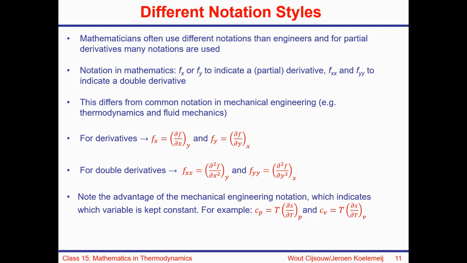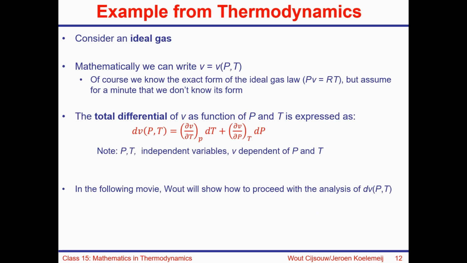Now, so much for the mathematical definitions. Let's go back to thermodynamics again. And as a simple example, let's take a look at an ideal gas. And we know that an ideal gas involves things like volume, pressure, and temperature. And in fact, we can write the volume as a function of pressure and temperature, like it is done here. This is the function that I'm talking about.